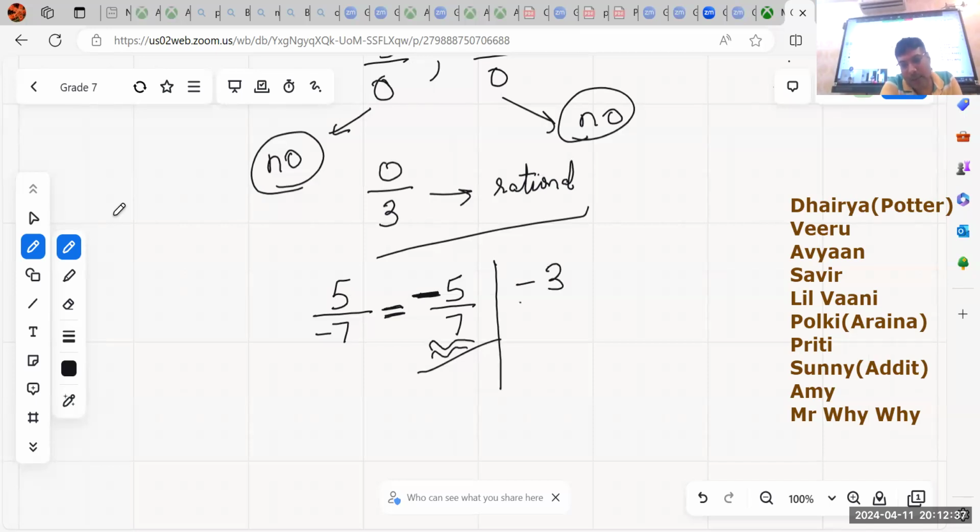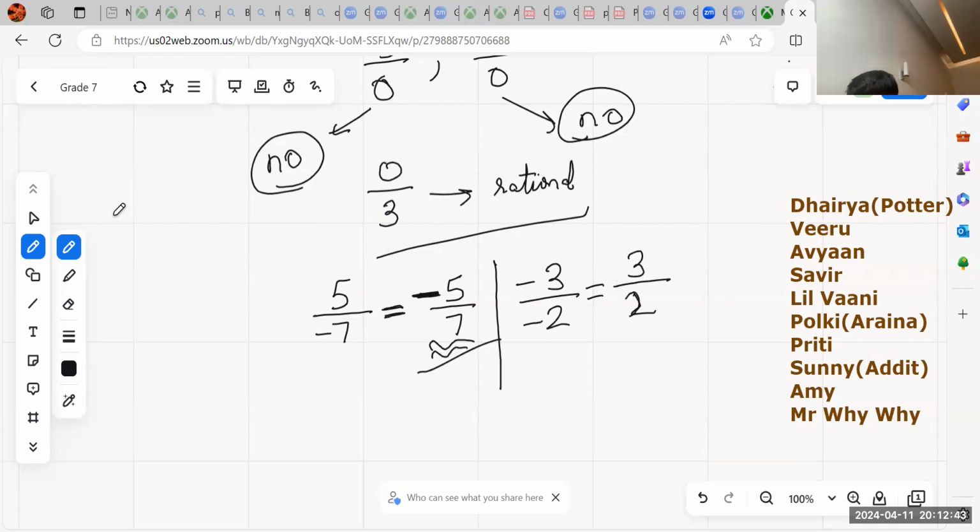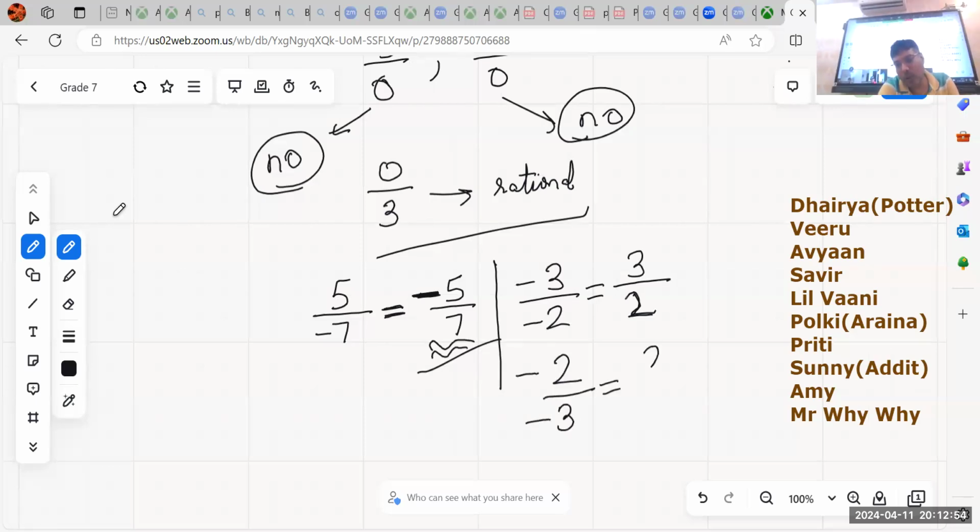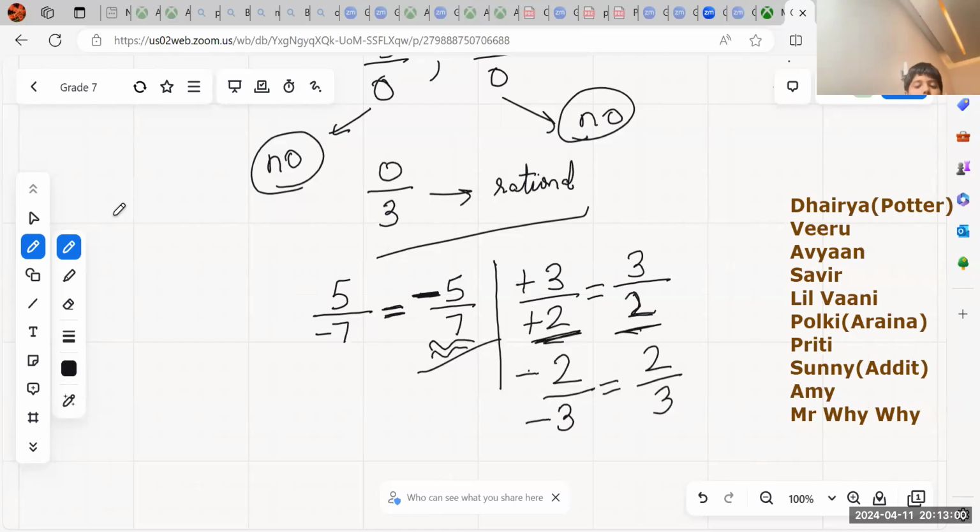What about -3 upon -2? Standard form will be 3 by 2. Any doubts? Sir, -2 by -3 will not be the standard form. -2 upon -3 will be 2 upon 3. Beta, only the minus signs will cancel. I did not change the fraction. Okay, all right.